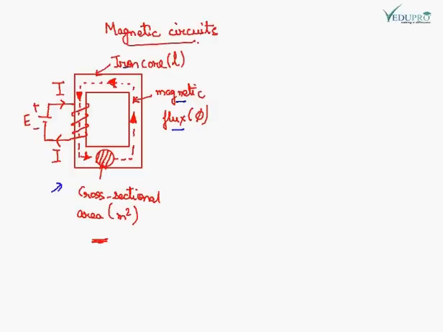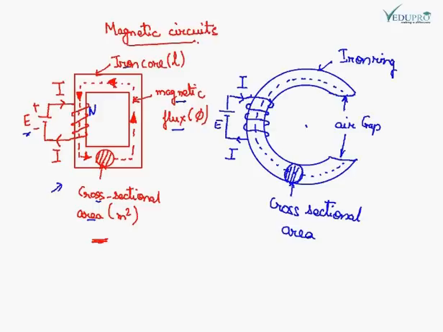and E is the voltage applied, and N is the number of turns in the coil. This is the cross sectional area. So this is the rectangular shape. This type of circuit can be made in circular shape. So two simple magnetic circuits are possible. This is rectangular in shape and this is circular in shape. This is the iron ring.